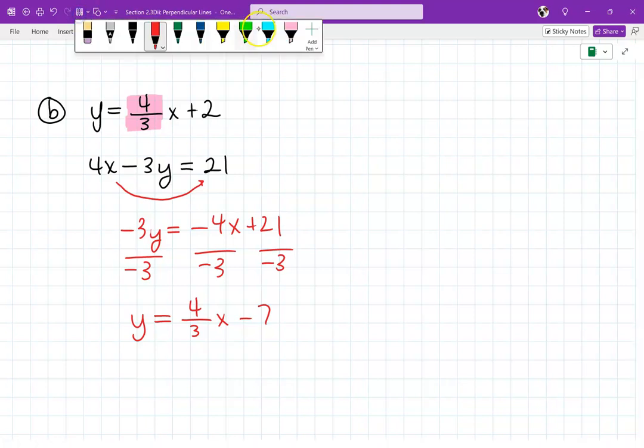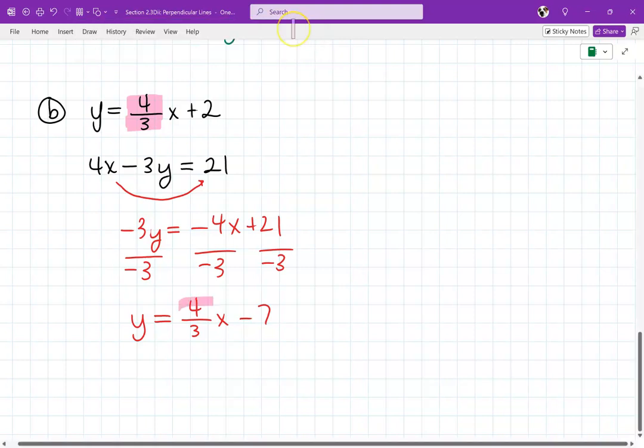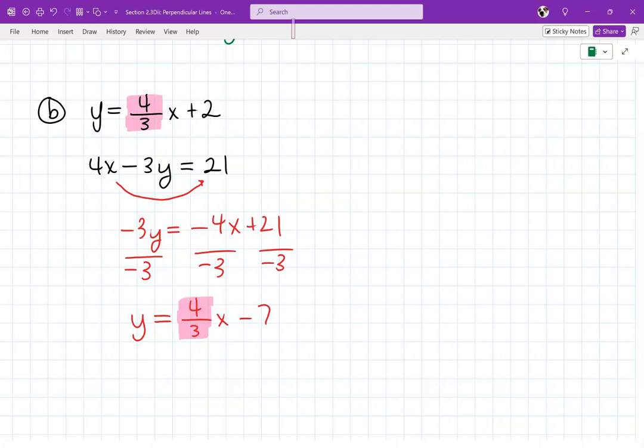So here's my other slope. Is this parallel, perpendicular, or neither? These are parallel, right? 4/3 and 4/3. If I wanted the other one to be perpendicular, it would be a negative, and we flip it, so 3/4, right? So if the answer would have come out y equals negative 3/4 x minus 7, then I'd say perpendicular.